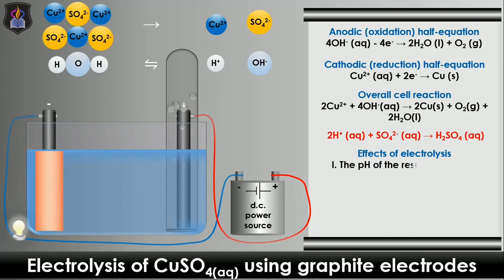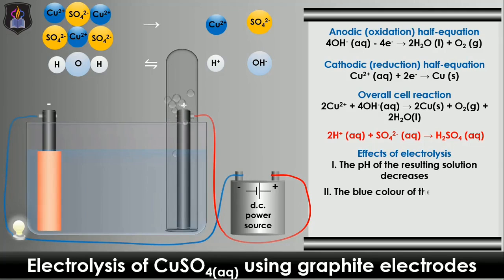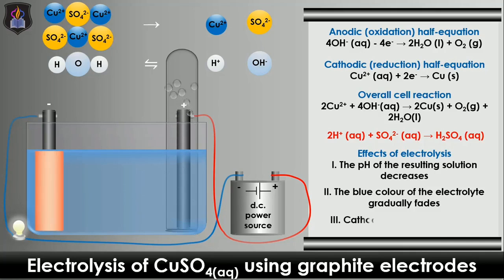Also, the gradual removal of the copper 2 ions from the solution as metallic copper causes the blue color of the electrolyte to fade gradually, since the presence of the copper 2 ions in solution is responsible for its blue color. And finally, the deposition of the metallic copper at the cathode causes it to increase in size and mass.